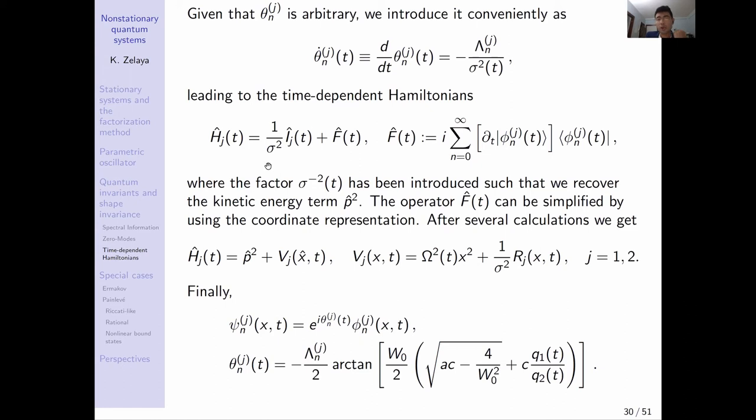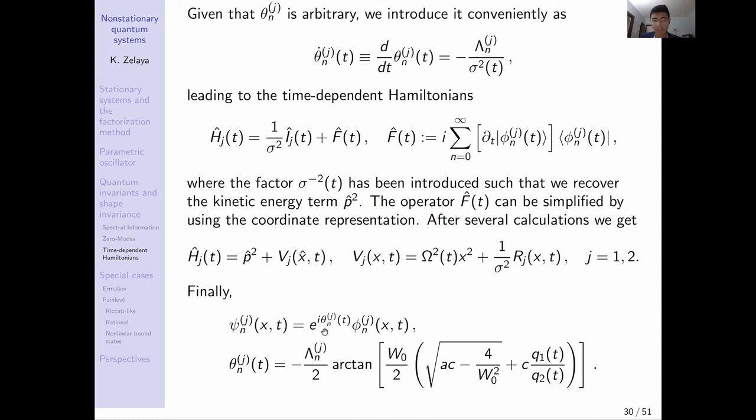By doing this and after applying some calculations, we get that H is given by this. H is proportional to the quantum invariant plus a function that depends on F. And this function can be simplified even more. And in the end, we get this. So this is the final expression we need for the time-dependent Hamiltonian. It has a kinetic term and a time-dependent potential. And the time-dependent potential is the parametric oscillator part plus the R function. So that's why we need these R functions as well. They define the quantum invariants, but they also define the time-dependent potentials. So this is the relevance of these functions.